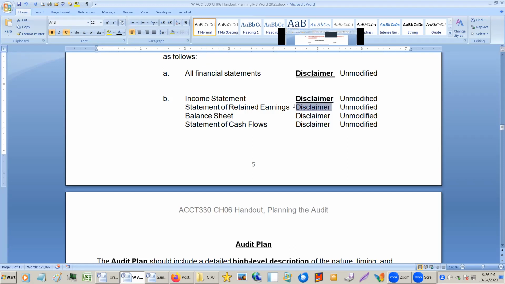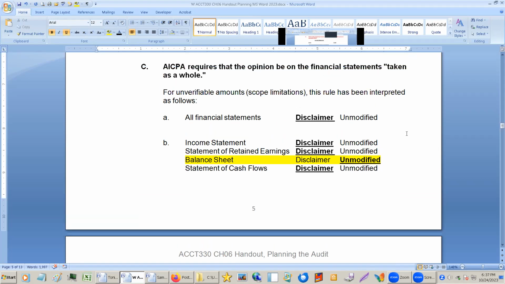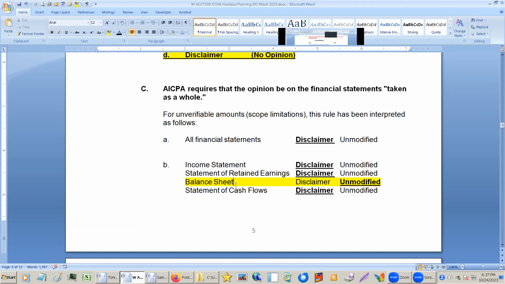Income statement goes into statement of retained earnings. Again, we don't know exactly what that one is. However, the balance sheet, we might give it unmodified. Statement of cash flow uses the income statement, so this will be a disclaimer. So it is possible that you actually split it up and say, okay, everything's getting a disclaimer except for the balance sheet. And the balance sheet is allowed to do this because the numbers are all at year end.